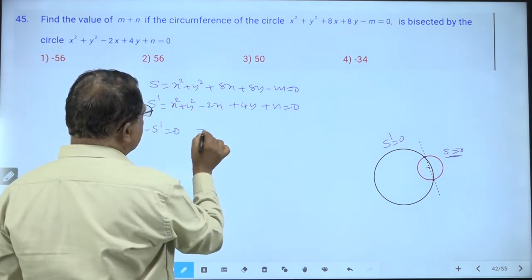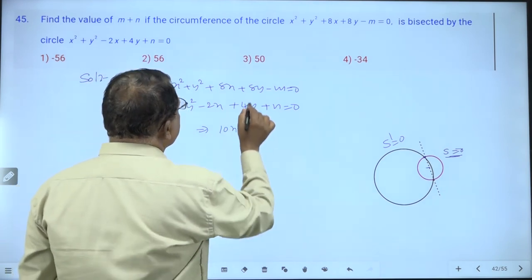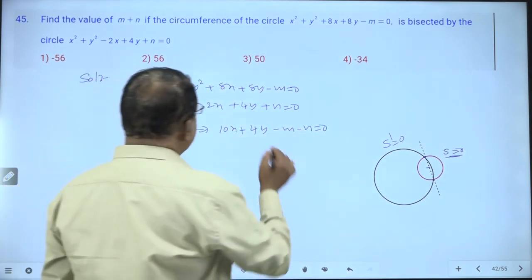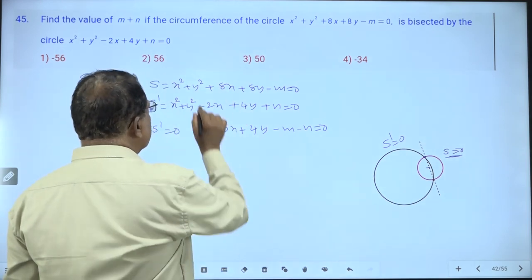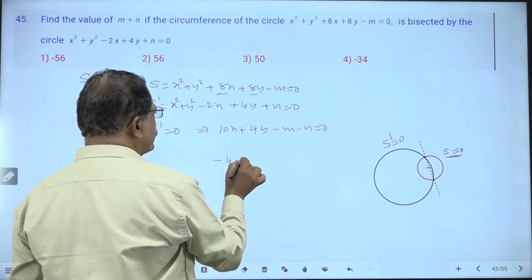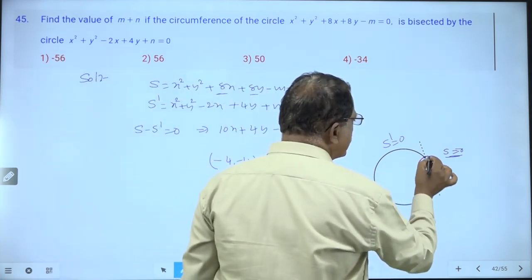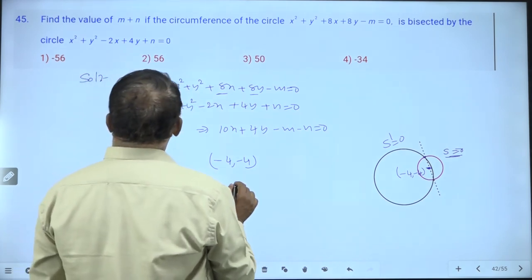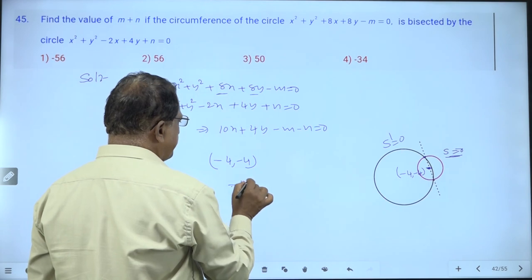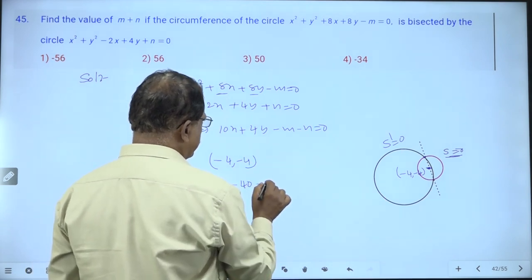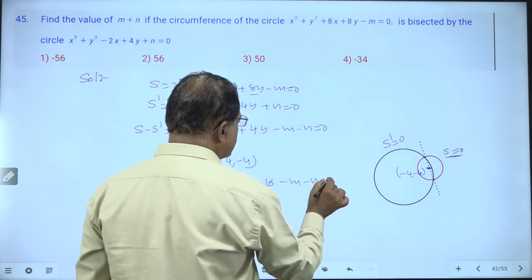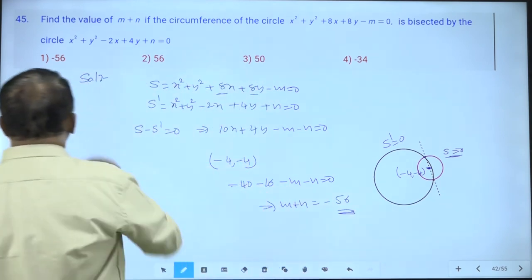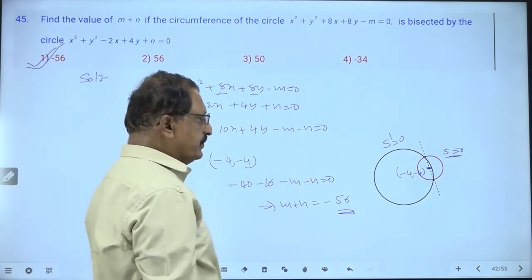From the first circle equation, subtract the second, we get 10x minus 4y plus 4y minus m minus n equals 0. Now, what is the center of S equals 0? Center of the first circle is minus 4 comma minus 4. It must lie on the common chord, so minus 4 comma minus 4 lies on the line. Now, substitute: minus 40 minus 16 minus m minus n equals 0. This implies m plus n equals minus 56. First option is correct.